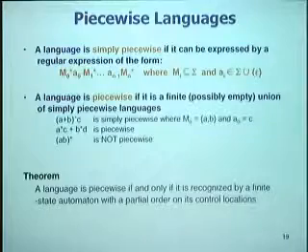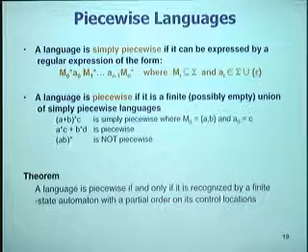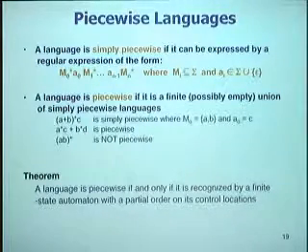So there are some examples here. (A plus B) star followed by C is simply piecewise, where M0 is basically A and B. However, (AB) star is not a piecewise language. We have shown that a language is piecewise if and only if it can be recognized by a finite state automaton where there exists a partial order on the control locations of this automaton.